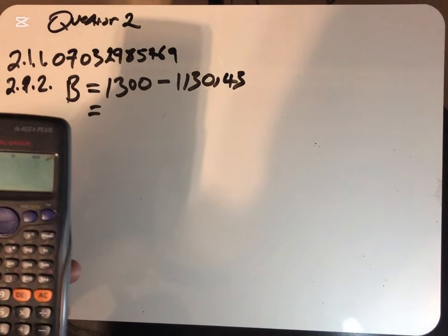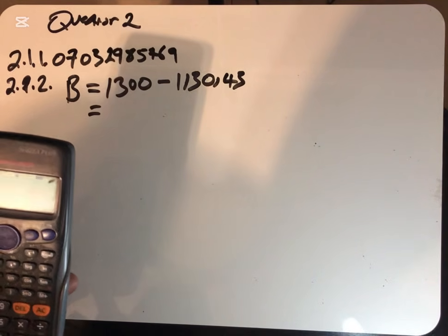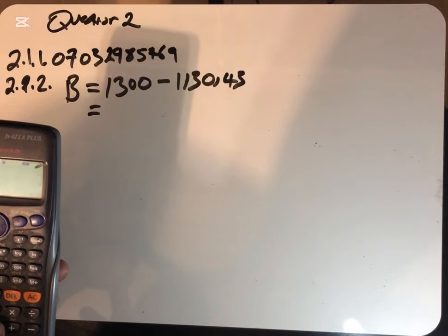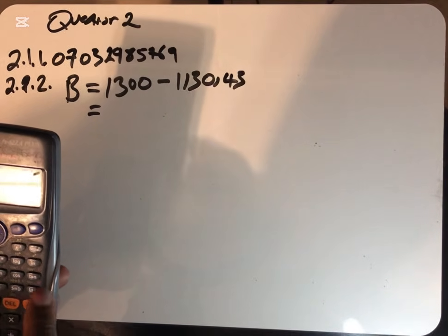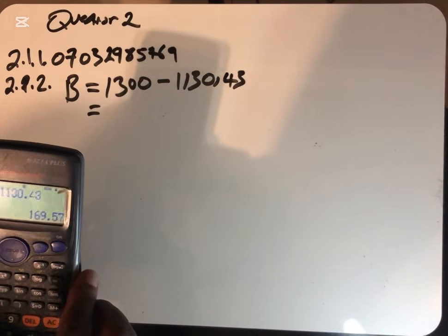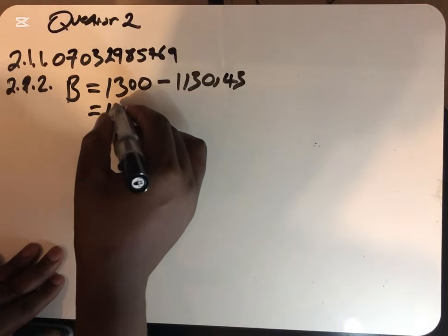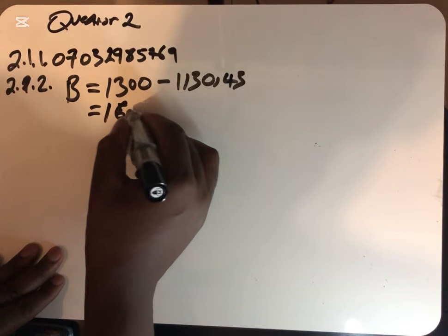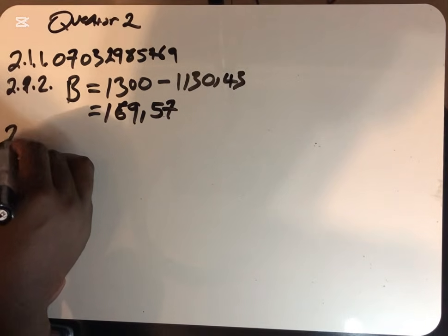So we are going to say 1,300 minus 1,130.43. Then B is given by 169.57. That is the value of B.